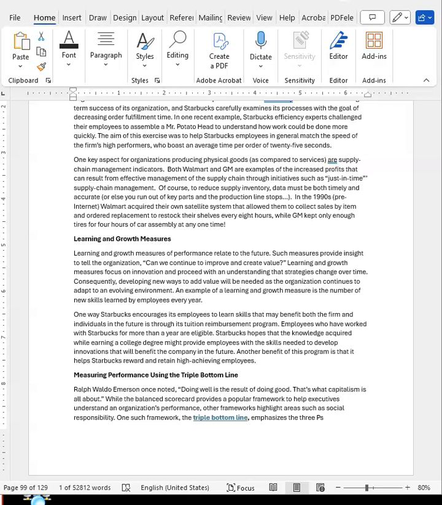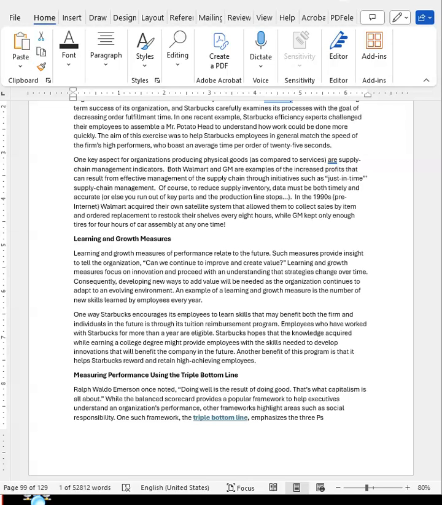In the 1990s, pre-internet, Walmart acquired their own satellite system that allowed them to collect sales by item and order replacements to restock their shelves every 8 hours, while GM kept only enough tires for 4 hours of car assembly at any one time.